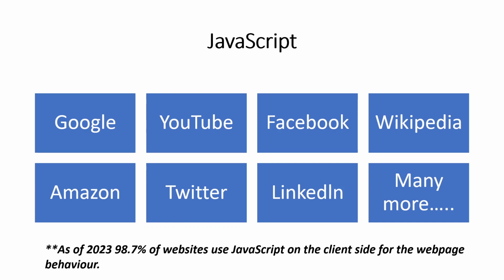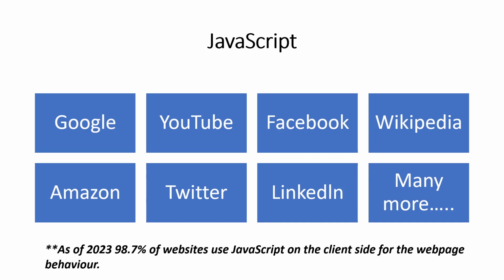And very importantly, this is the point which is given at the start. It is not me saying it, it is Wikipedia saying it. As of 2023, the current year, 98.7% of websites use JavaScript on the client side for web page behavior. You are going to learn the fundamentals of this language, which is so popular. So you must be excited like I am.